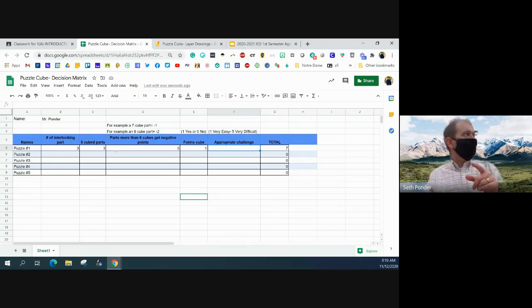I will tell you, the more interlocking parts you have, I find it to be more challenging. So a lot of times I say, all right, I have 3 interlocking parts here, I think my puzzle is going to be either a 3, a 4, or a 5. So I'm going to put a 4 here. That's at 11. Now you go through the same process for the rest of yours. You look at puzzle number 2, and you go through those same questions. At the end, the one with the highest total is your winner.